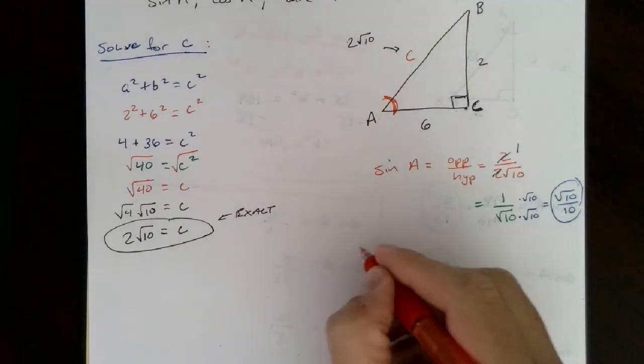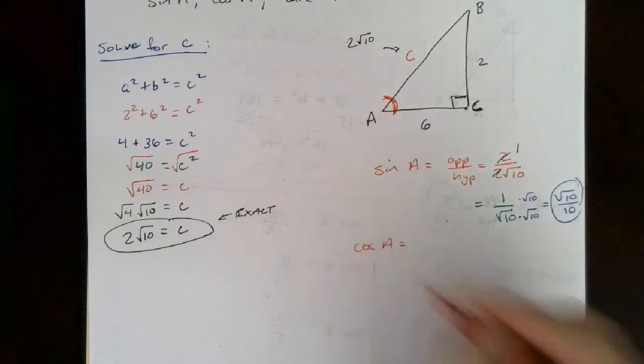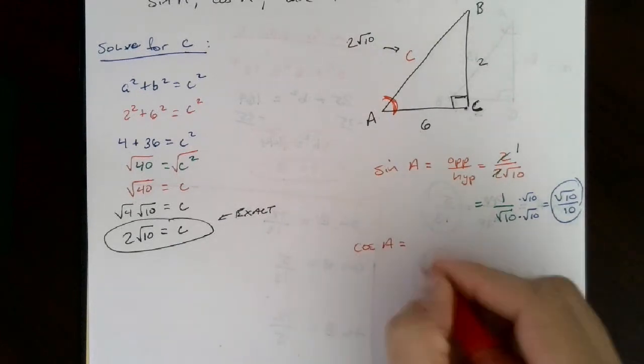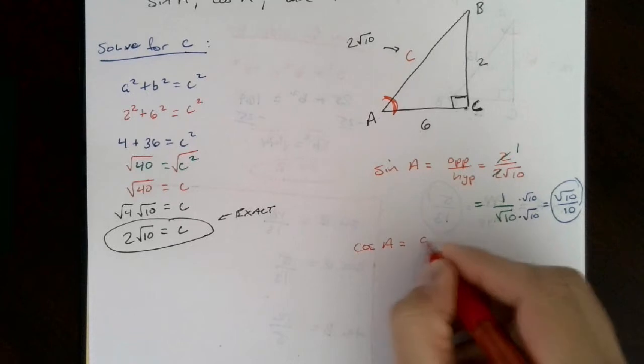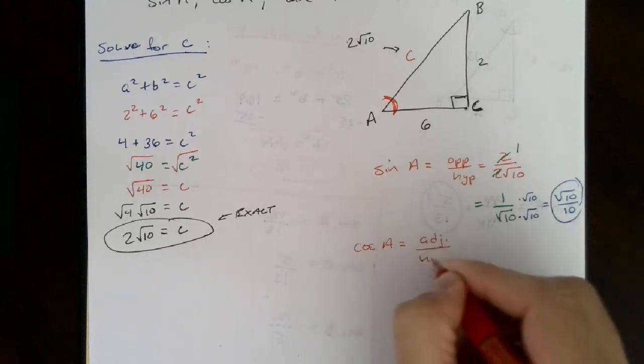For cosine A, right? What's cosine? Well, cosine is adjacent over hypotenuse.